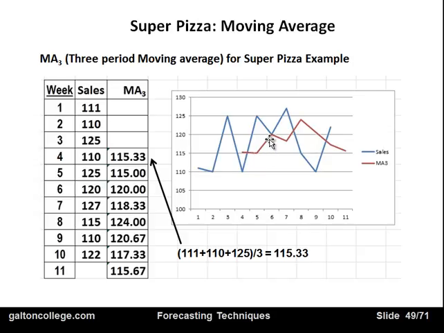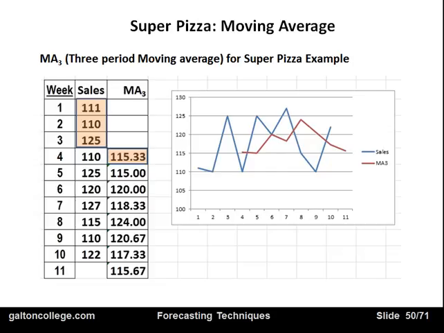Now over a long period of time, we consider that this gets rid of any random effects because it's averaging out the previous 3 time periods. So that's how we're doing it. We're taking, let's say, sales 1, 2, 3, adding them together, taking an average, we get 115.33 and entering that into the 4th week.